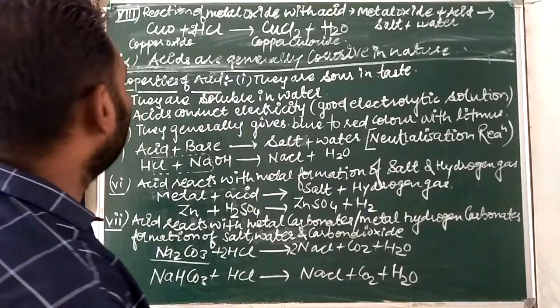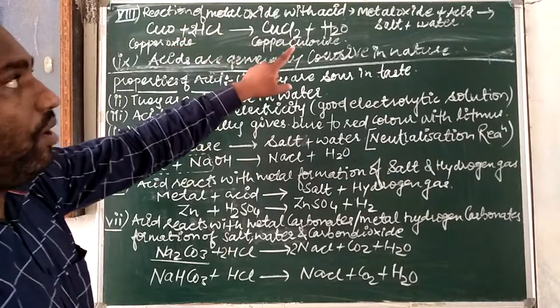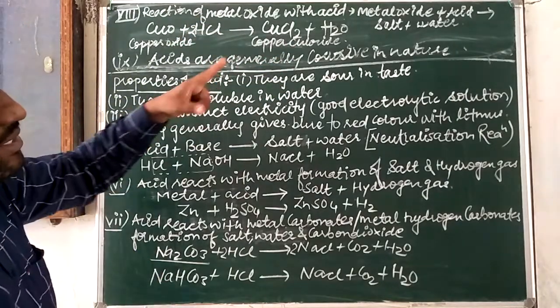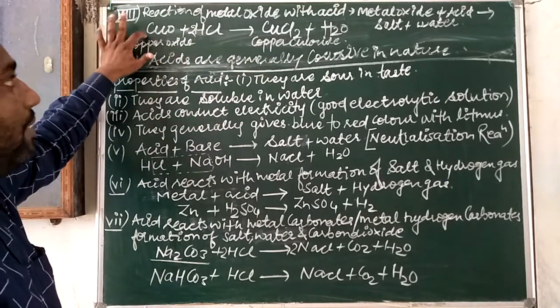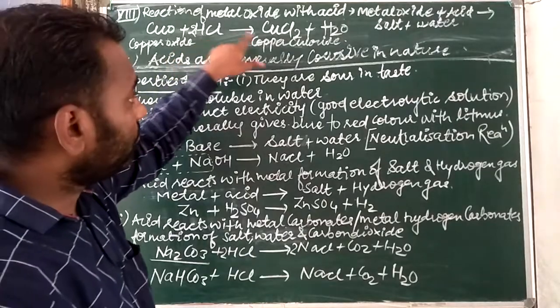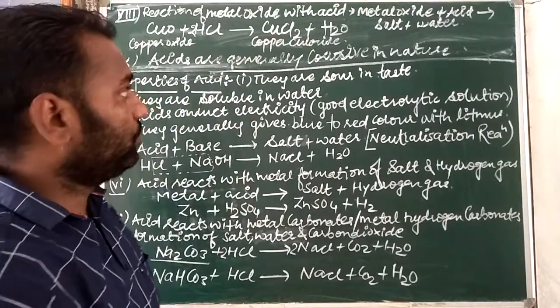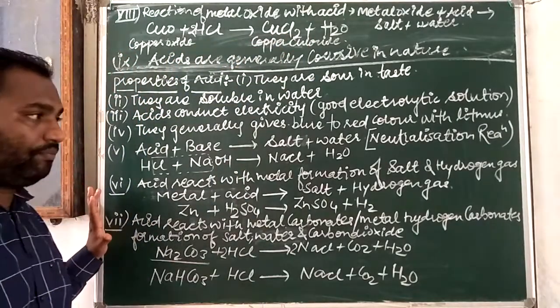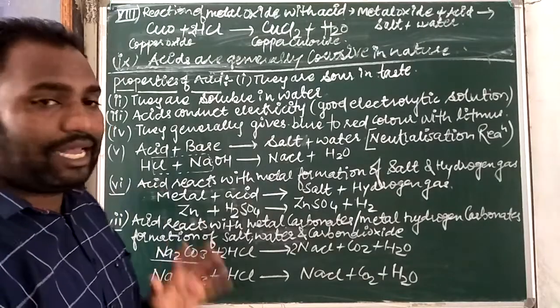Okay, corrosive nature. So reaction of metal oxide with acids, metal oxide plus acid, salt plus water. So CuO, it is metal oxide. When it reacts with acid, copper chloride will be formed and H2O. So these are the 9 properties for our acids.